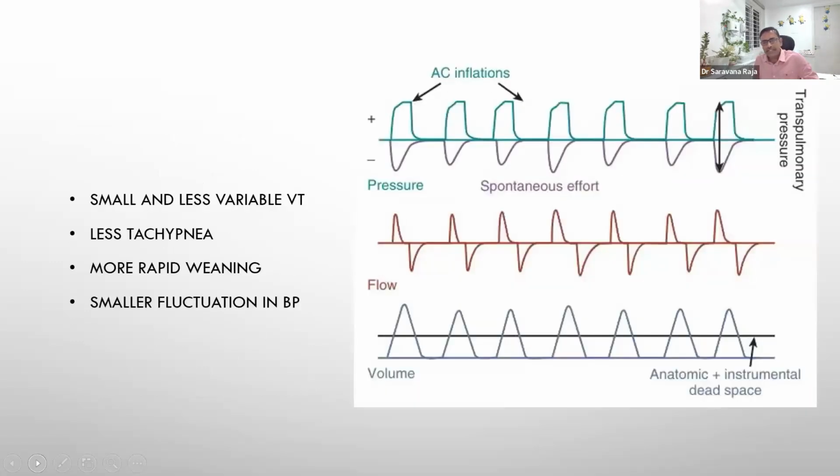You can see from this figure the uniform transpulmonary pressure. Since every spontaneous effort is supported by the ventilator, you can see the tidal volume is also uniform. So small and less variable tidal volume gives less tachypnea, can give more rapid weaning, and small fluctuations in blood pressure. Next slide.